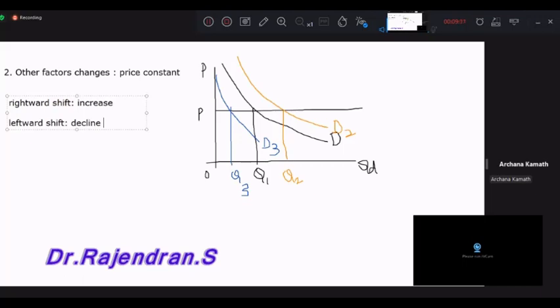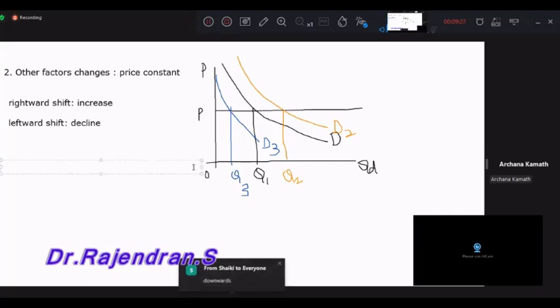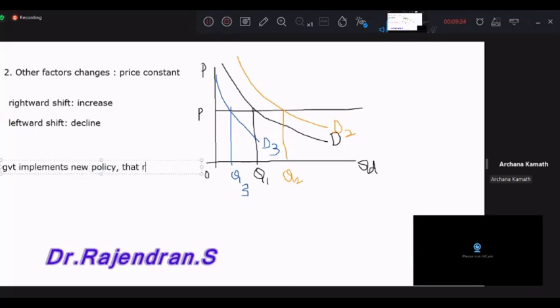To which direction will the demand curve shift? Downwards. Left. Leftwards. Government has introduced a new law. This is a situation. Government implements new policy or new regulations that restricts the consumption of a particular good. That means a leftward shift or downward shift. As somebody said, it is downward or leftward shift of the demand curve.